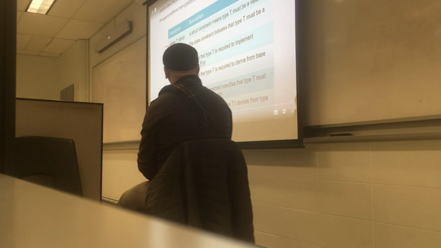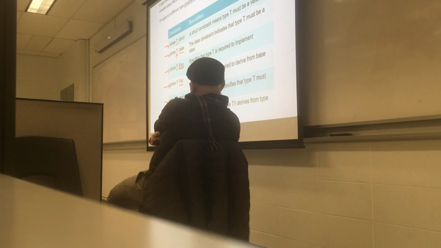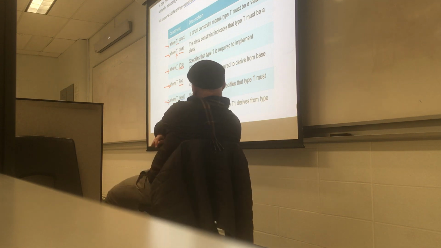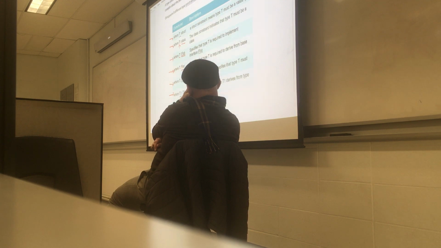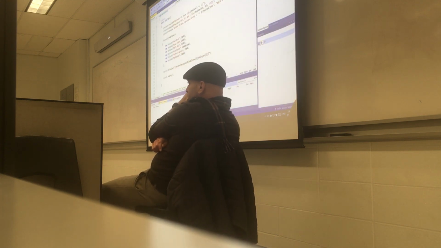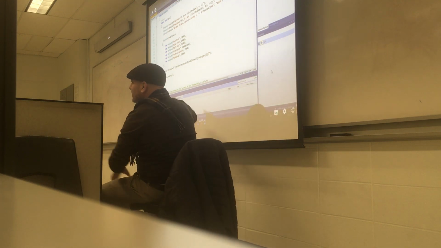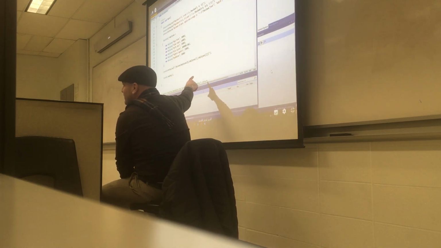Number 6, this constraint means that type T1 derives from T2. We use an example to demonstrate how to use it, to indicate that the type argument has to be, for example, the course coordinator.